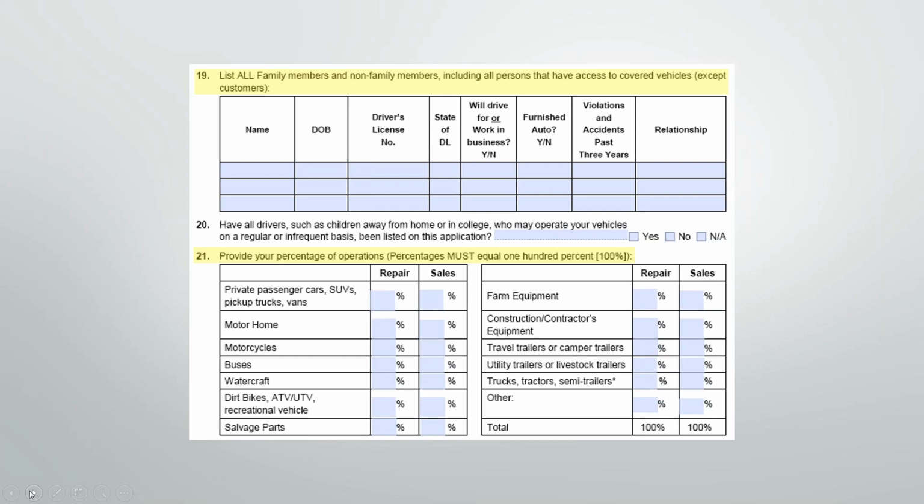Some of these class applications do require a supplemental. The heavy truck, the contractor's equipment, we're going to need a supplemental. But 9 times out of 10, I'm going to be able to quote subject to receiving that supplemental application. Okay, great, wonderful.